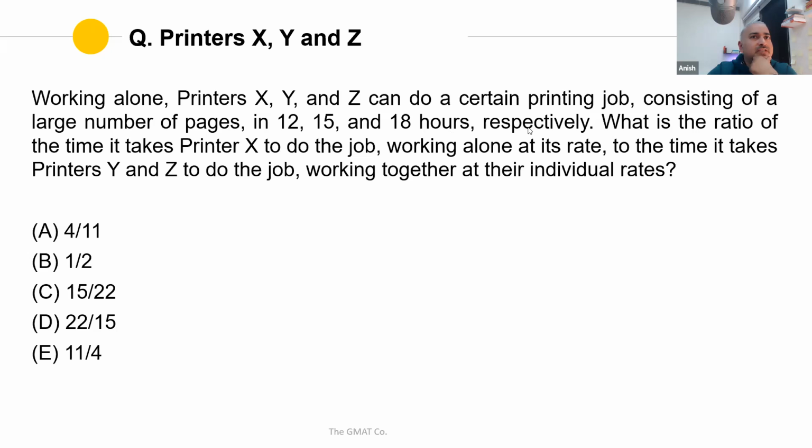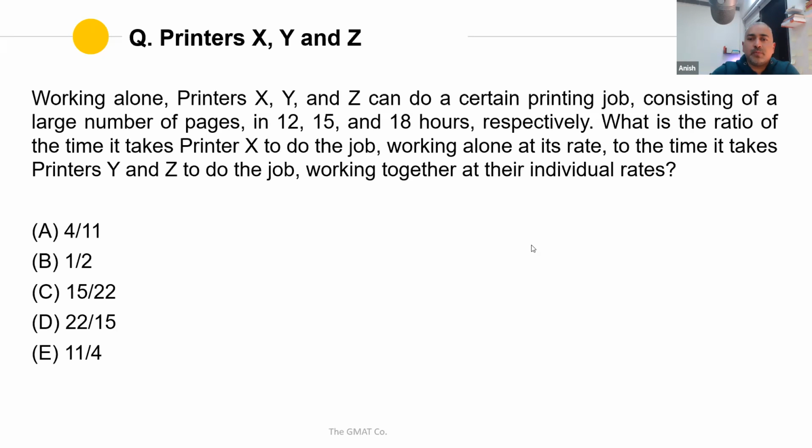What is the ratio of the time it takes printer X to do the job working alone at its rate, which is 12 hours, to the time it takes printers Y and Z to do the job working together at their individual rates? So what do we need to figure out here? We need to figure out a ratio: time taken by X alone to finish the job is to time taken by Y and Z working together to finish the same job.